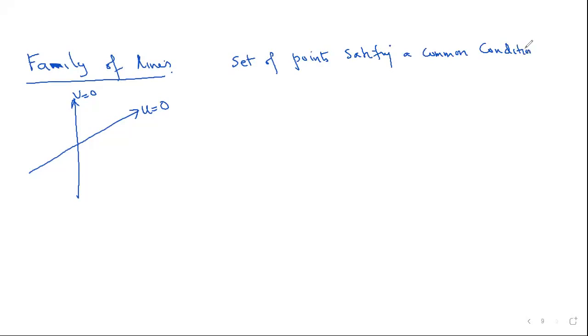What do you call that? Locus. A set of curves or lines satisfying a common condition is called a family. Family of circles, family of lines, family of parabolas, like this you can have so many. So all the lines which I'm going to talk about satisfy a common condition.